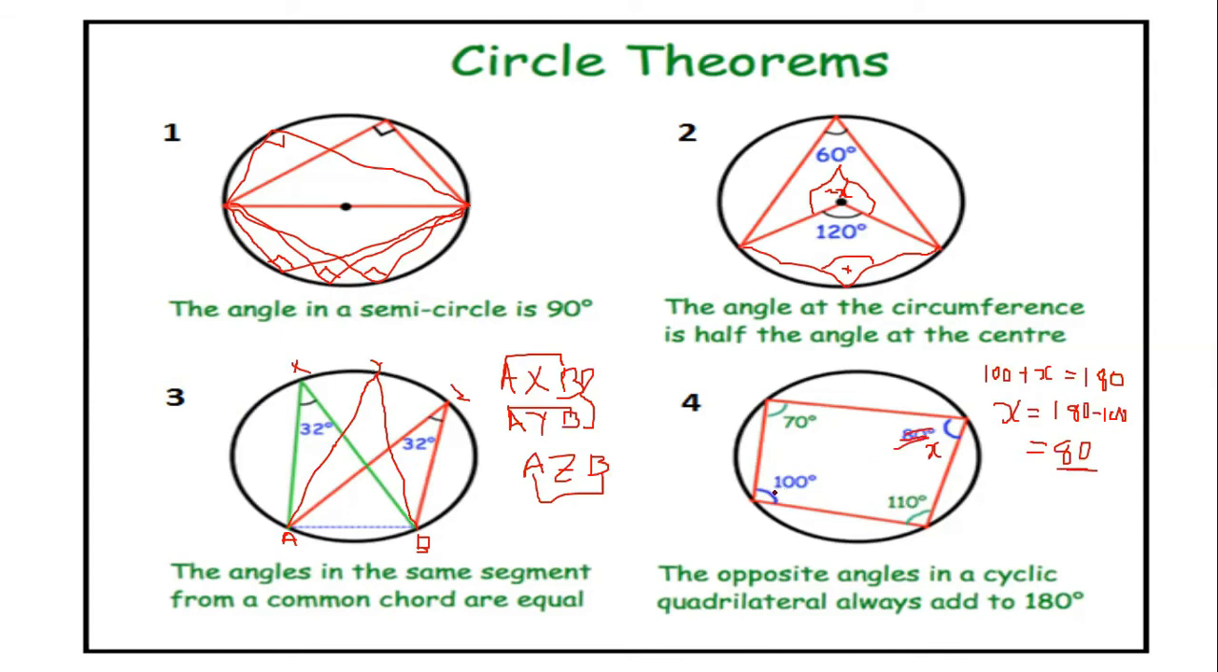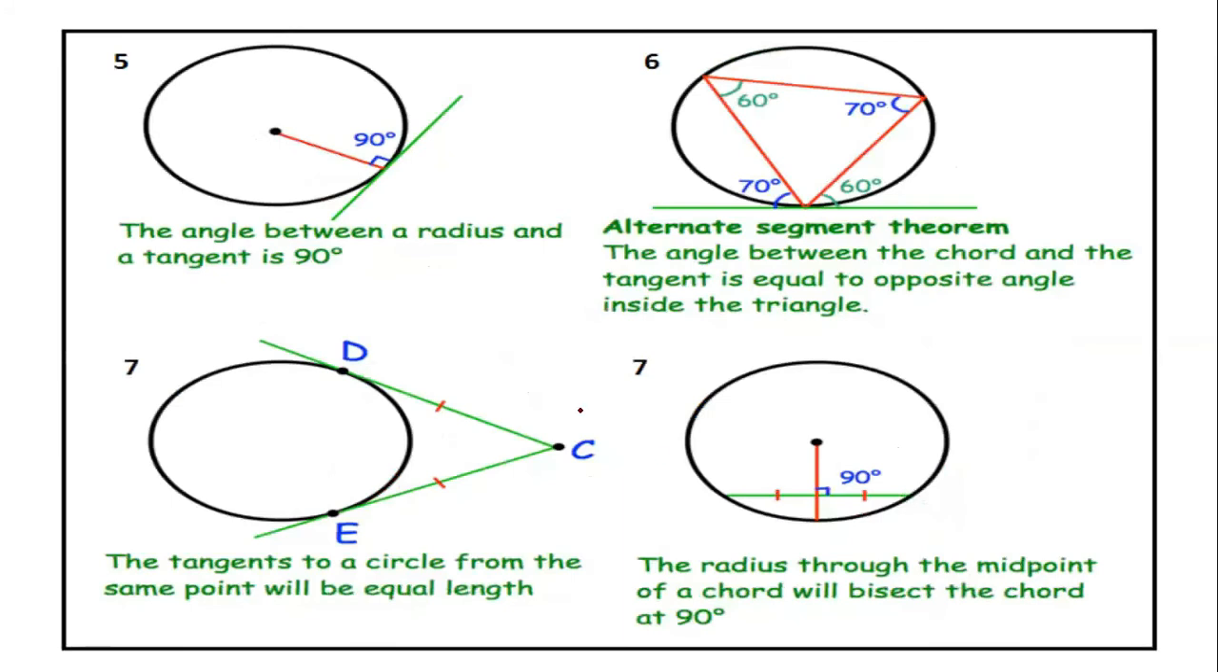All right, let's look at theorem number 5. This one says the angle between a radius and a tangent is 90 degrees. So in short, what we are saying is a tangent and a radius make an angle of what? 90 degrees. So the point where a radius and a tangent meet is always what? 90 degrees.